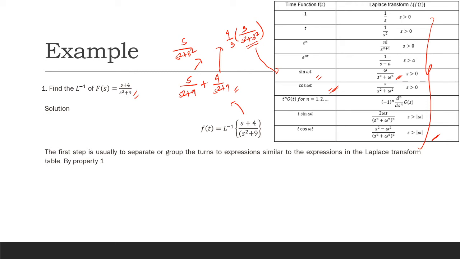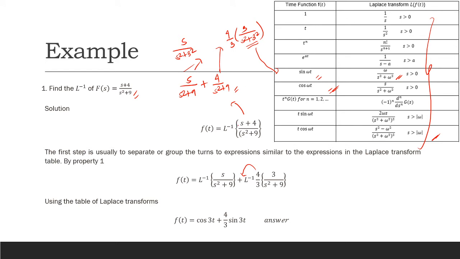So, we will now have f of t natin is equal to the inverse Laplace of S over S squared plus 9, plus the inverse Laplace transform of 4 over 3 times 3 over S squared plus 9. So, direct na. Inverse Laplace pala, sorry, nakakamali ako lagi. Inverse Laplace transform of S over S squared plus 9, that's just cosine 3t. Nilabas natin yung 4/3. And so, inverse Laplace of 3 over S squared plus 9 is sine 3t. Now, this is our final answer.